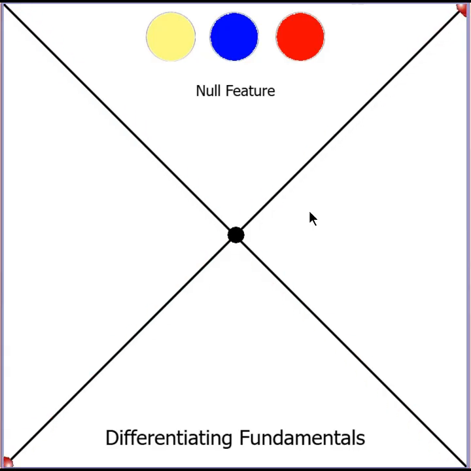When you click one of the circles, a white colored instance of the circle or fundamental appears at the center of the frame. This circle represents an undifferentiated Platonic instance of the fundamental having no differentiating features.